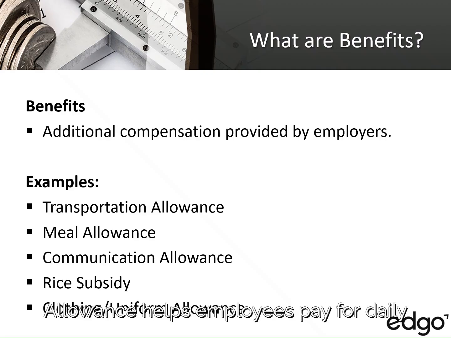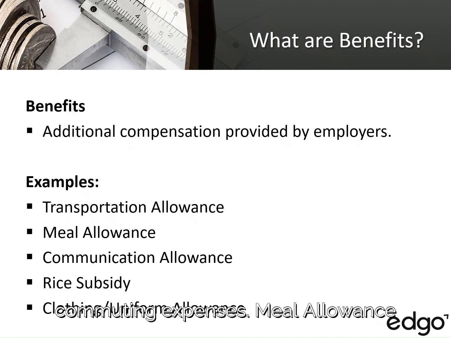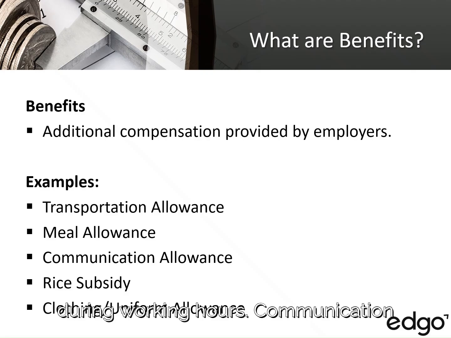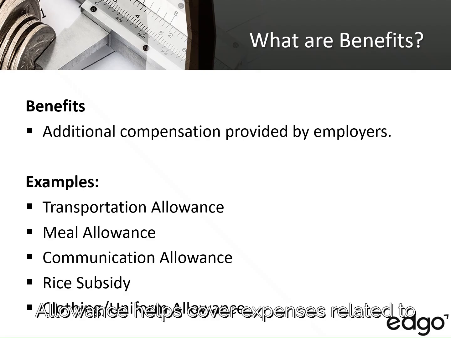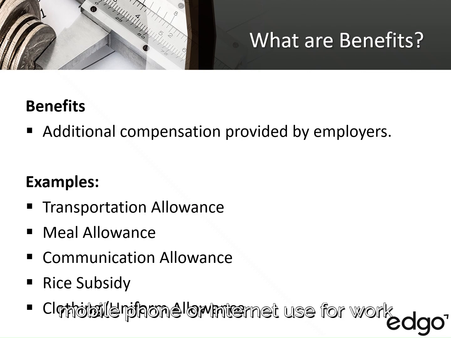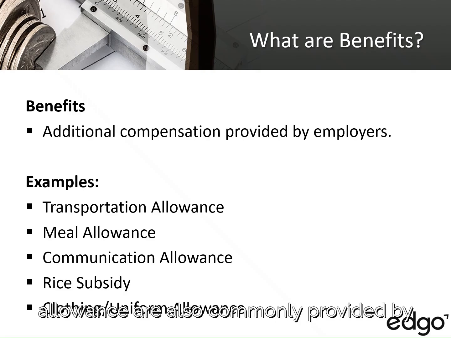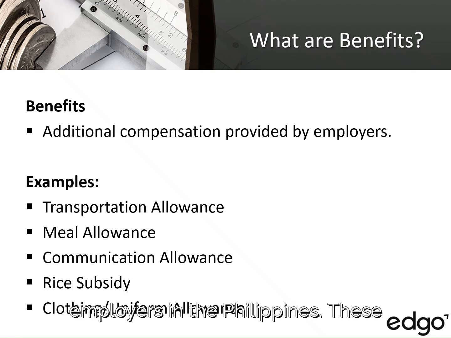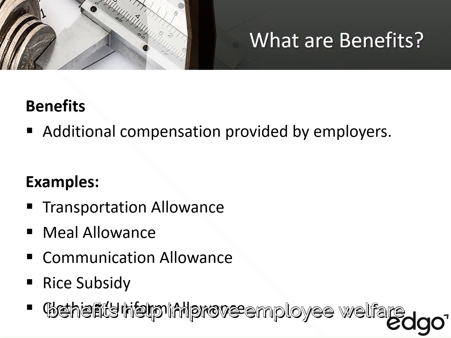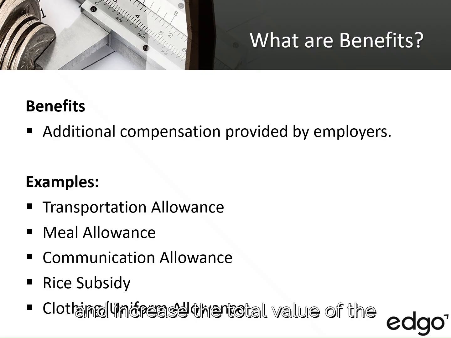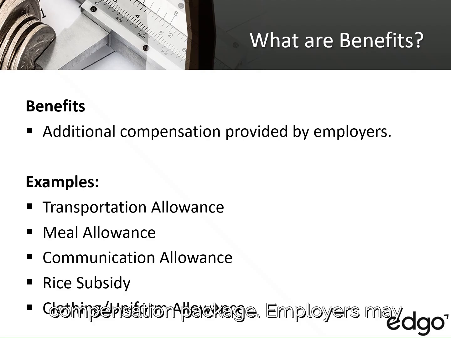Transportation allowance helps employees pay for daily commuting expenses. Meal allowance assists employees in paying for food during working hours. Communication allowance helps cover expenses related to mobile phone or internet use for work purposes. Rice subsidy and clothing allowance are also commonly provided by employers in the Philippines. These benefits help improve employee welfare and increase the total value of the compensation package.